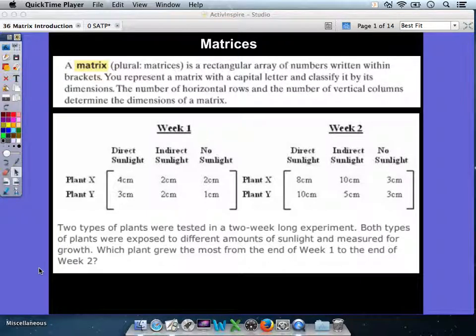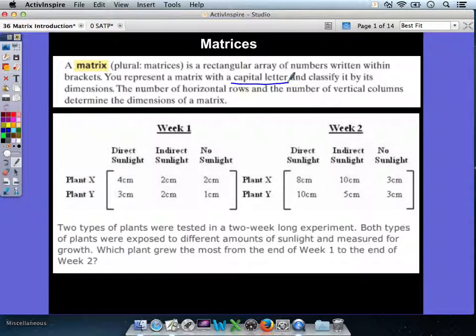Today our lesson is on matrices. The book definition is a matrix is a rectangular array of numbers written within brackets. You represent a matrix by a capital letter and you classify it by its dimensions. These dimensions are the number of horizontal rows and the number of vertical columns, and the columns are going to go up and down, such as this. Determine the dimensions of a matrix.